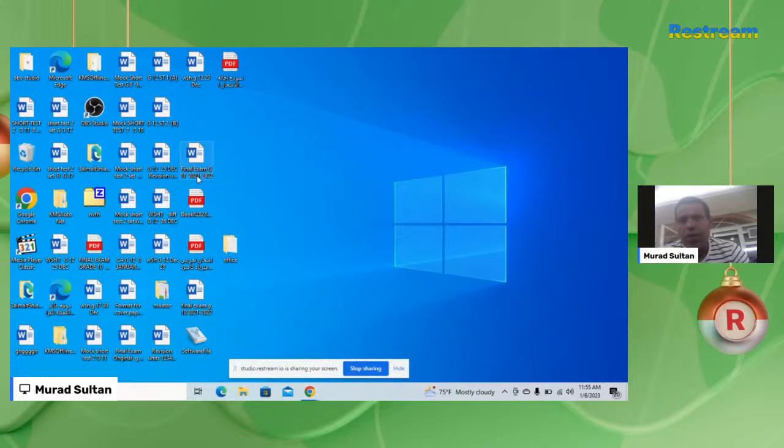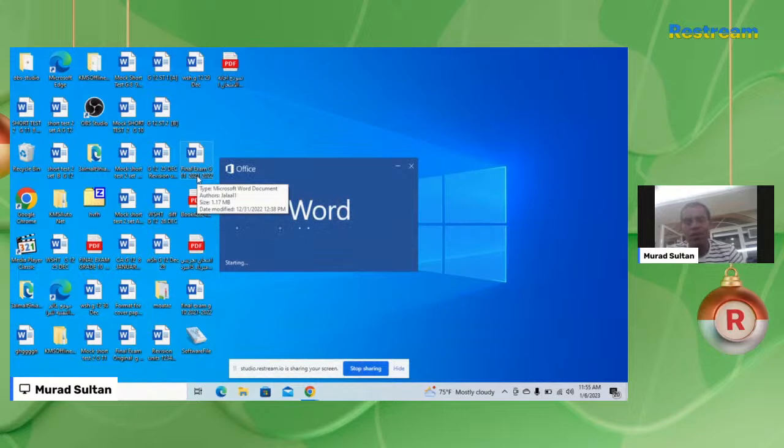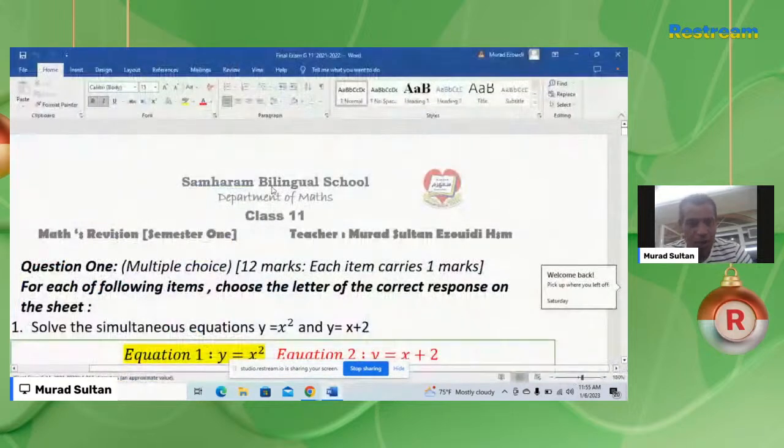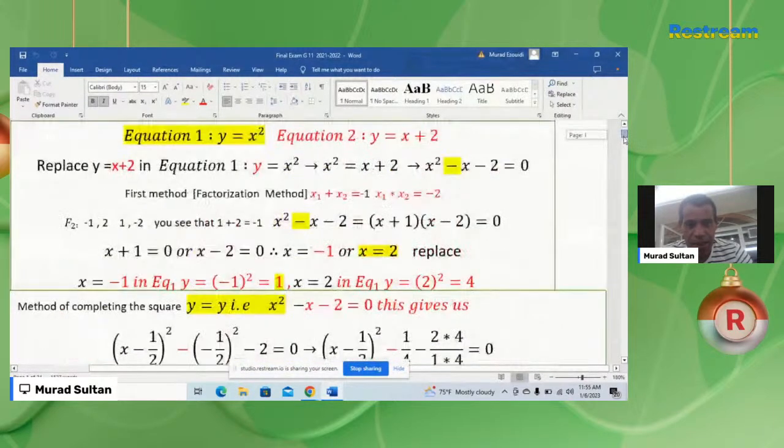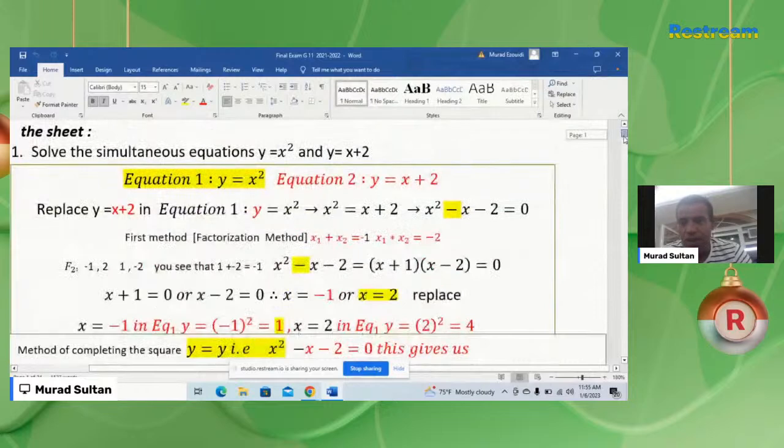Hello learners, as I told you, I will give you a slight idea about how we can revise. We did everything here. Solve the simultaneous equations y equals x squared and y equals x plus 2. Label this as equation 1 and this as equation 2, and then replace y with x plus 2 in equation 1. So x squared equals x plus 2.